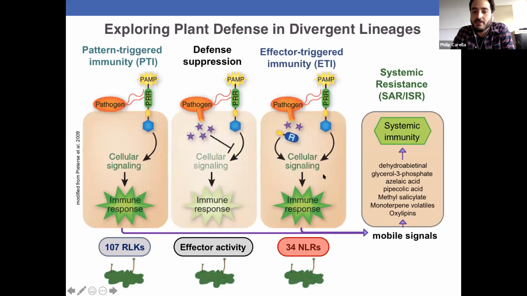And related to Sophien's talk, Marchantia does have NLRs. It has a reduced set of these NLRs. And we don't know yet what they're doing, but we can start to ask questions of whether they're contributing to effector-triggered immunity.